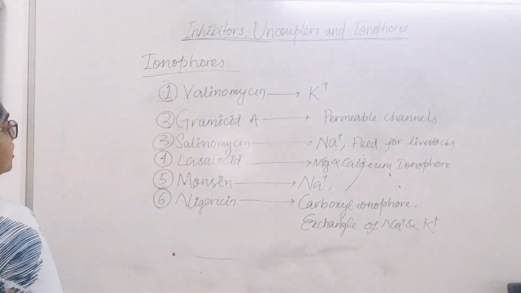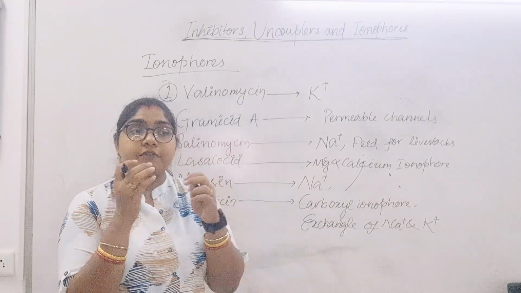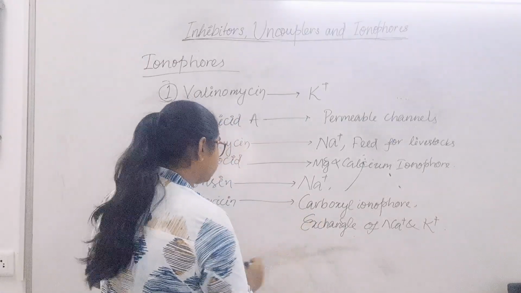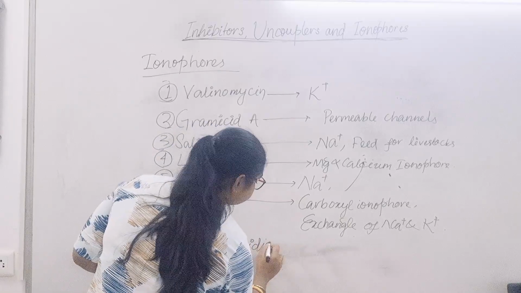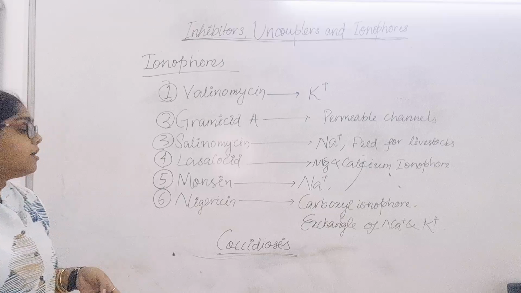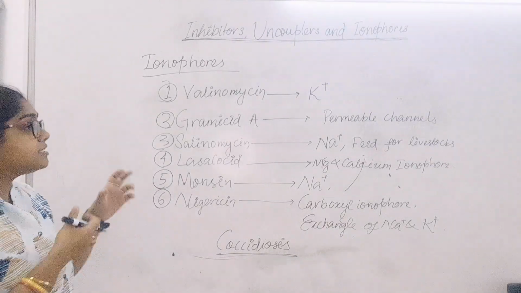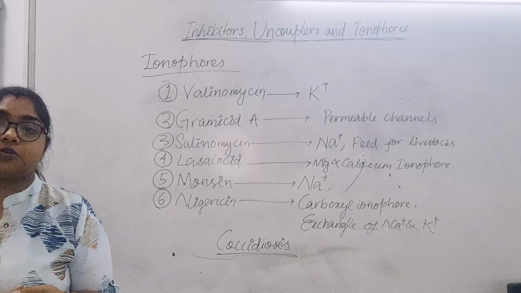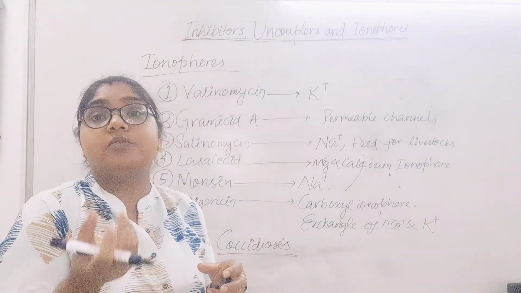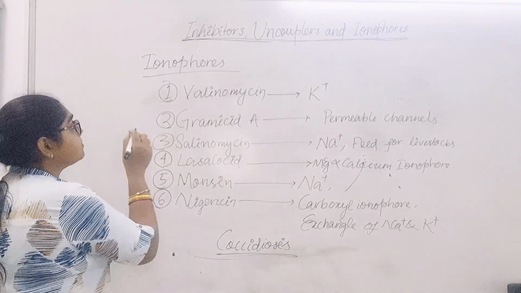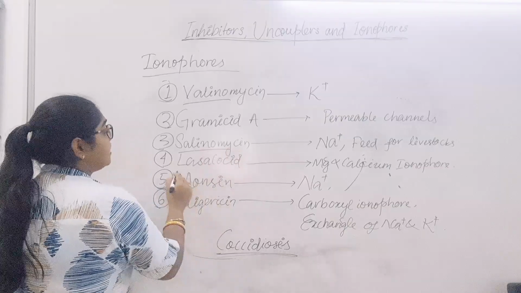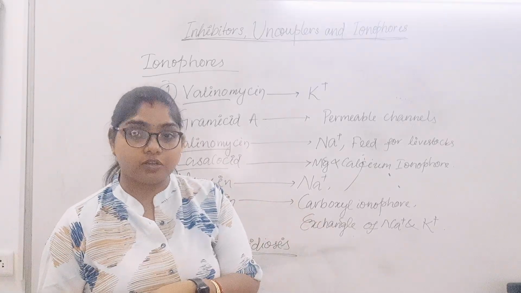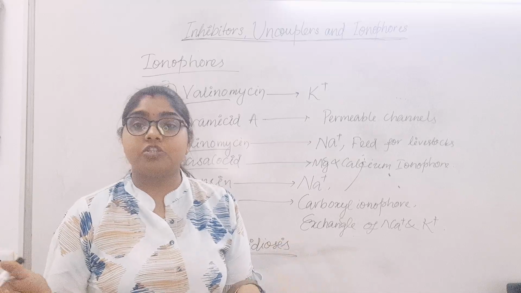Some of these ionophores are used as feed for livestock as growth promoters, and also used in veterinary medicine for a disease called coccidiosis. In research, they are used to study cell biology, cellular physiology, and membrane transport. And some of these ionophores, like valinomycin, salinomycin, lasalocid, monensin and nigericin, are being investigated as potential anti-cancer drugs.